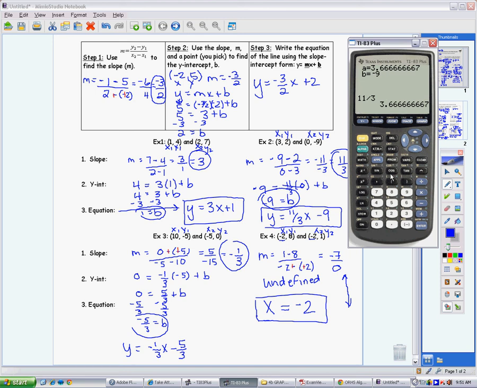So this might be helpful for you to double check your work and make sure you're getting the answers correct, or it might be something that you can use to help you solve the problem.